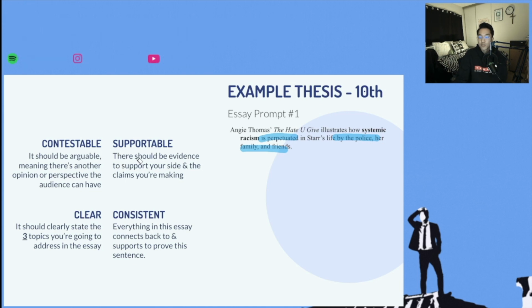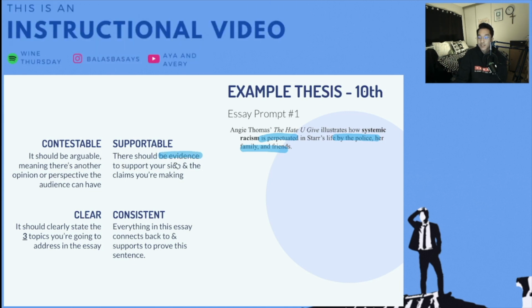For the support, this writer is definitely going to find some evidence of her friends, family, and the police, and them perpetuating systemic racism. The 3 topics are clear, right? We have the police, we have her family, we have her friends, and consistent and supportable kind of fall in line with one another.